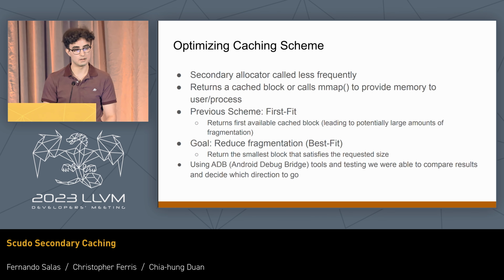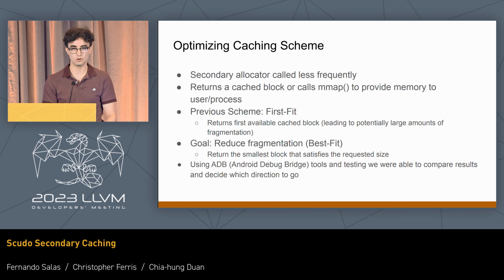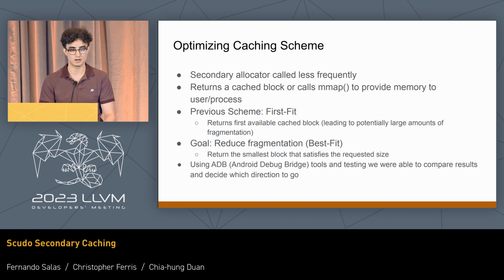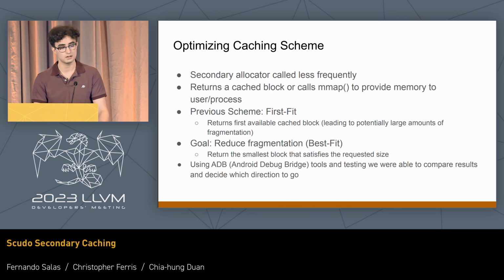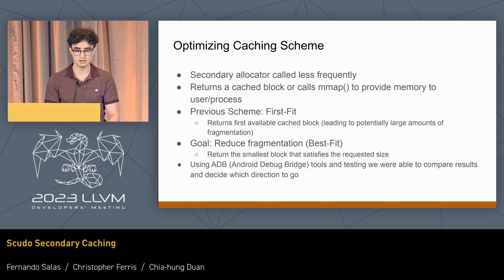So basically, I was trying to optimize the secondary caching scheme. It's a larger allocator, so it gets called less frequently, and it will return a cache block, or it will have to call mmap to return a new block to the user process. What was implemented at the time was just a first fit algorithm that returned any available cache block. But that led to a lot of fragmentation, and the first idea was to reduce that using a best fit algorithm. I did this mostly using ADB to compare results.